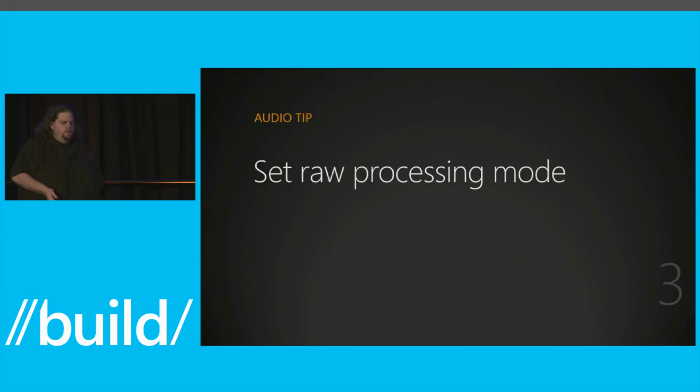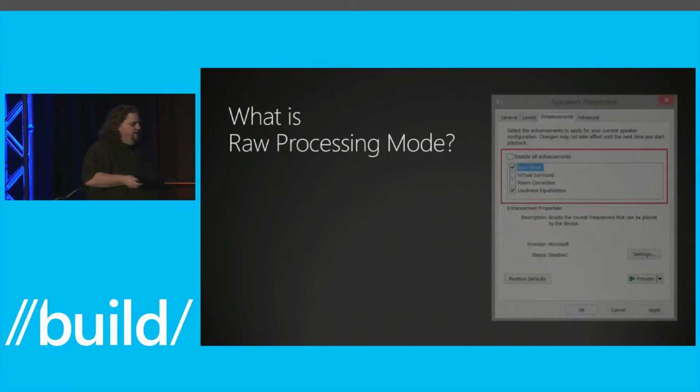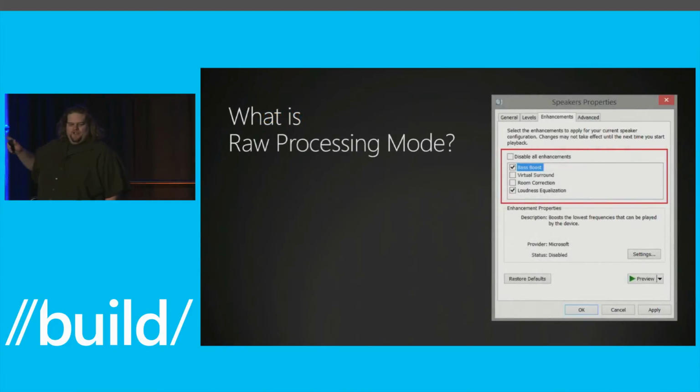Okay. One of the other things to think about, this is actually a new feature in Windows 8.1, is this idea of raw processing mode, where when you're doing Wasapi, you can say, I want raw processing. Well, what is raw processing? Think about it this way. If you ever go into your playback devices config in Windows, there are all these enhancements that may be added, and every one of these enhancements is potentially adding more latency to your audio path.